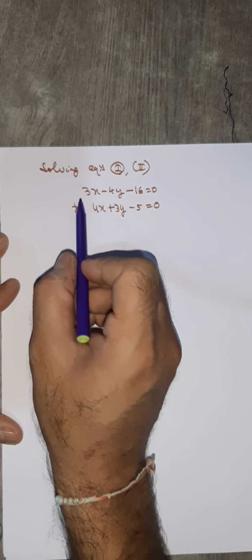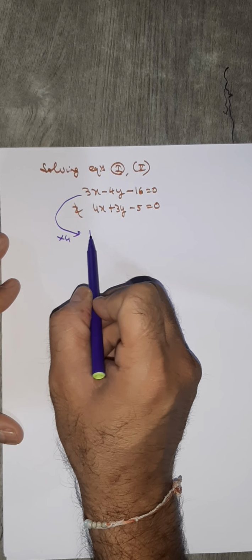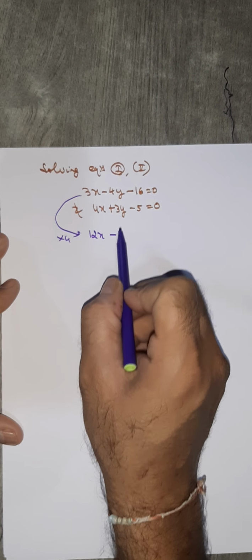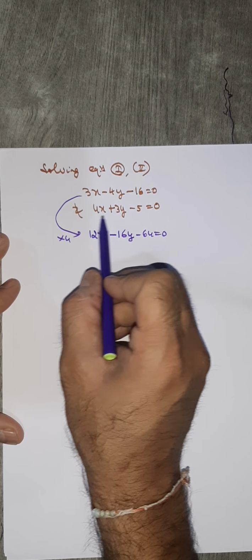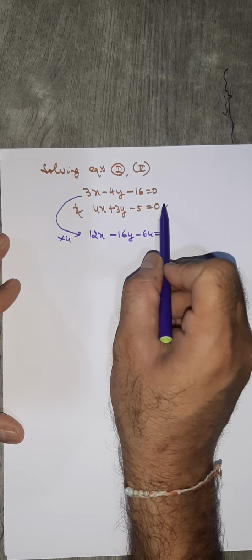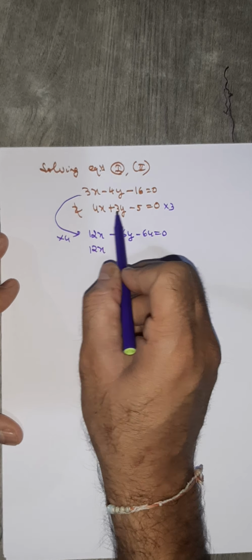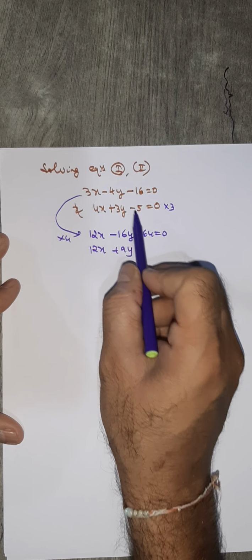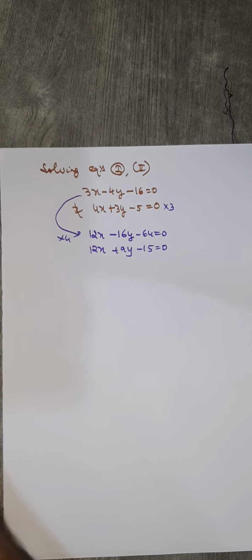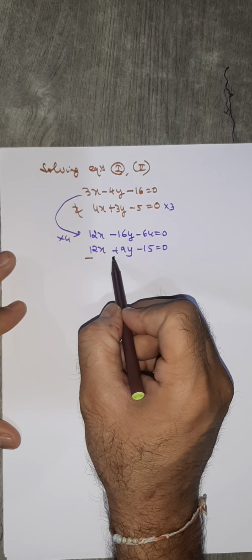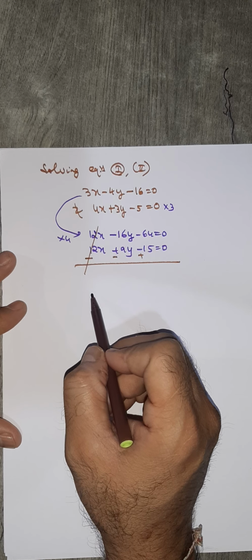How will we solve this? You know from 9th standard, elimination. For example, multiply this equation by 4. So what do we get here? 12x minus 16y minus 64 equals 0, and you multiply this equation by 3 to make the coefficients equal. So 12x plus 9y minus 15 equals 0, right? Then we change the sign: minus, minus, and this will be plus. So this gets cancelled here.